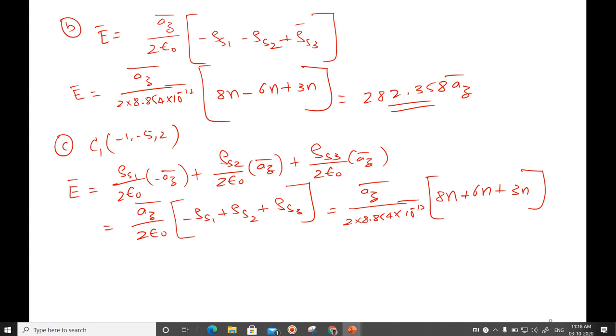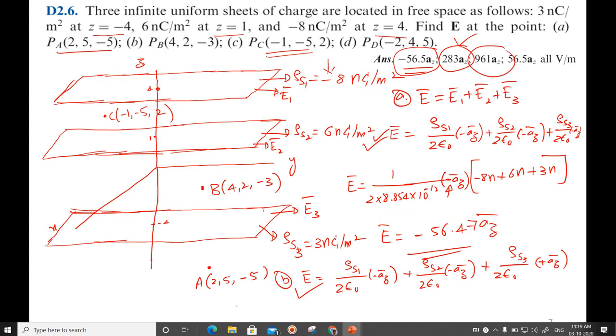So it is 960 I am getting. E vector is equal to 960 az. Let me verify this part C. 961, right? Based on the fractions it will vary, plus or minus 1, no problem. I am getting 960.018. Okay. Part D, I will leave it to you people. You do it.